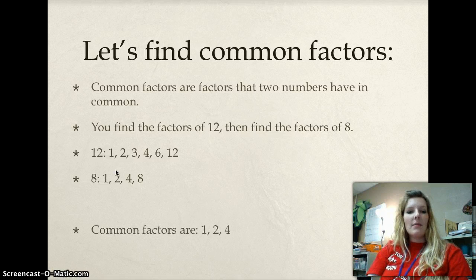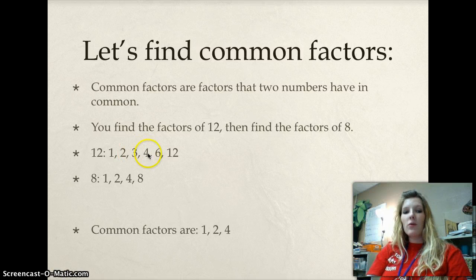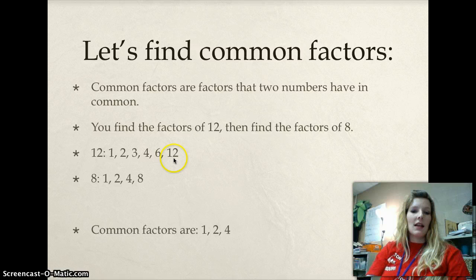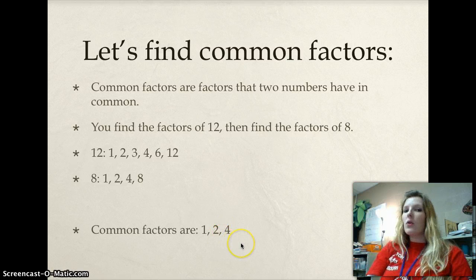Now to find the common factors, we look and see. 1 and 1 in both the 12 and the 8, so that is common. 2 and 2, that is common. Is there a 3 on both sides? No, so that is not common. Is there a 4 for the 12 and the 8? Yes. So then we put our 4. Is there a 6? No. There's no 8 and there's no 12. So all of the common factors between 12 and 8 are 1, 2, and 4. Those are the only ones they have in common.